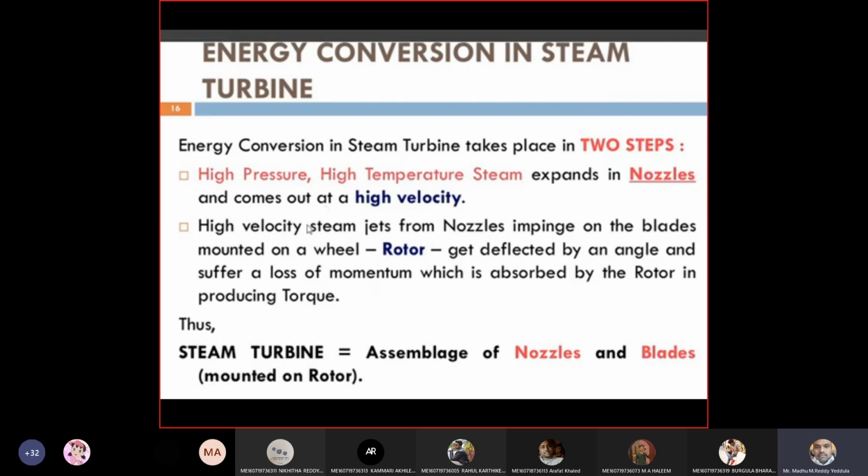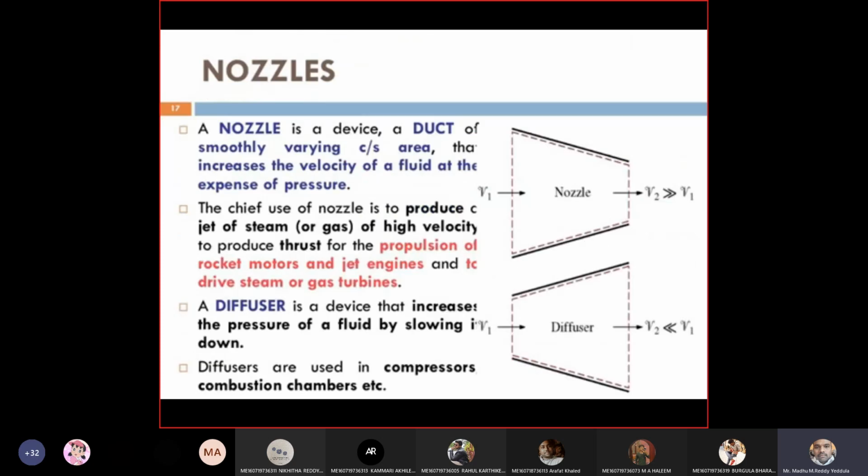Now the high velocity steam jets releasing from the nozzle impinge over the blades of the turbine, thereby the turbine rotor rotates. Thereby you are getting the power. Now we can see a steam turbine is nothing but a combination of nozzle and blades. These nozzle and blades are both mounted on the rotor. Now we see what a nozzle is. A nozzle is a device of smoothly varying cross section that is used to increase the velocity of the steam.